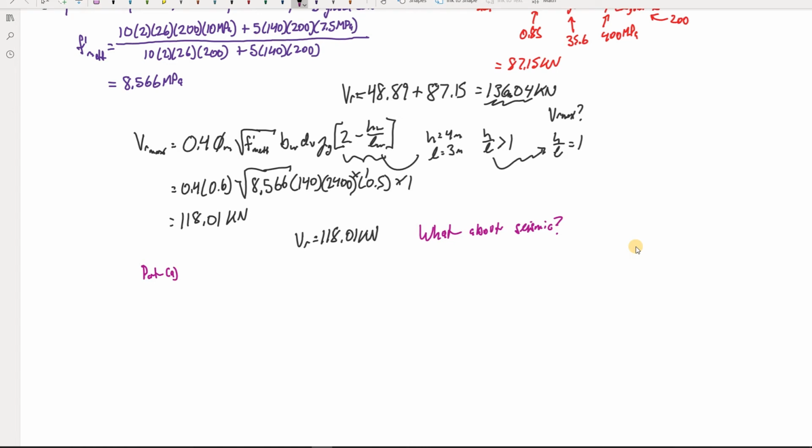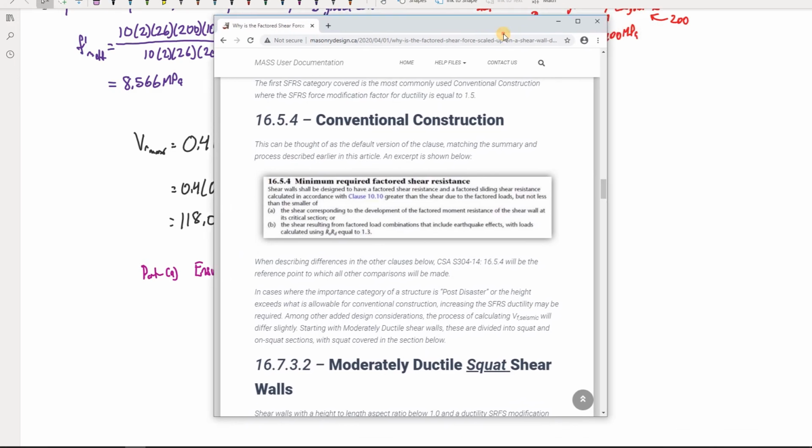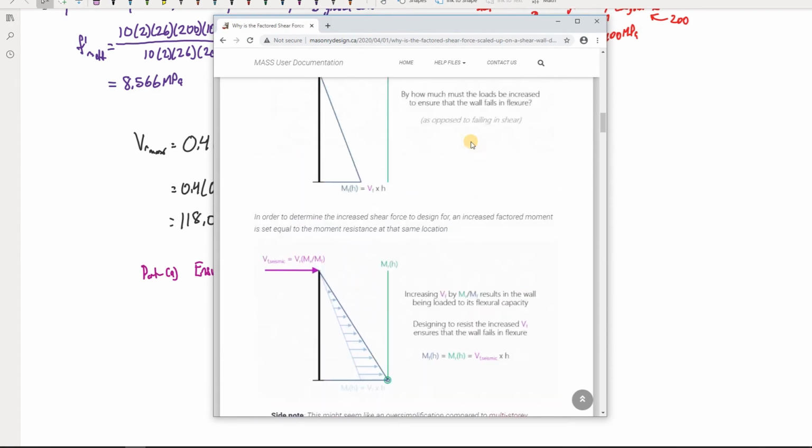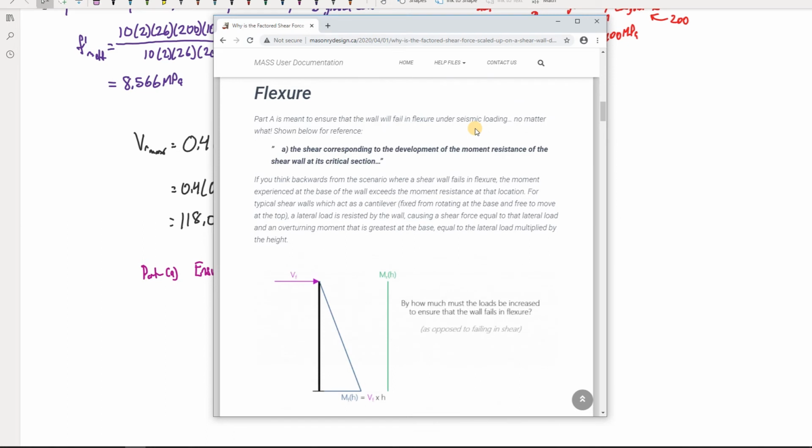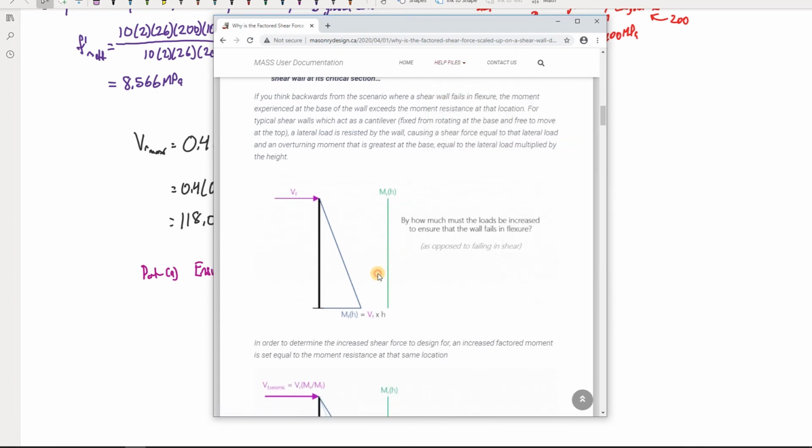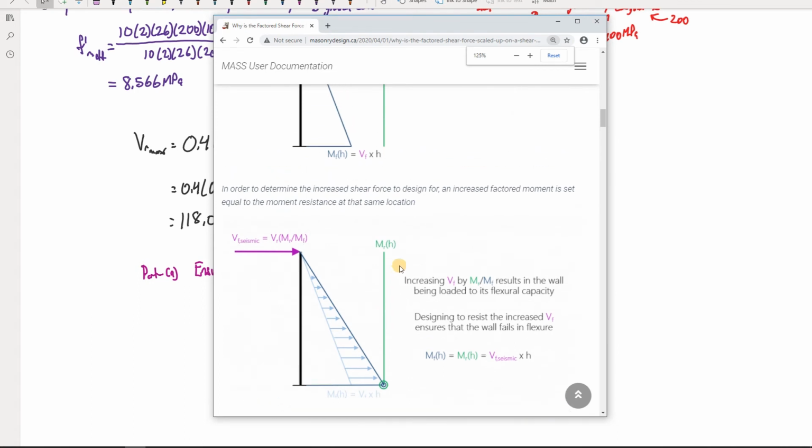part A. And basically what that is that we want to ensure a flexural failure mechanism. And so actually what I mean, I'm going to go back to that article because there is a figure that will save me some time. So I go back up to looking at this part A. If we look at what's happening with our wall, basically we need to design for at least a shear force that corresponds to the development of the moment resistance at the critical section. So in this case, if we're looking at the base of our wall, I'm going to zoom in on this figure here, or I'm just going to direct your attention to it.